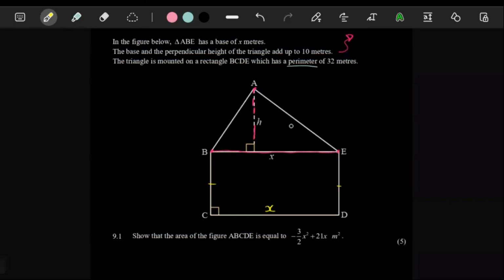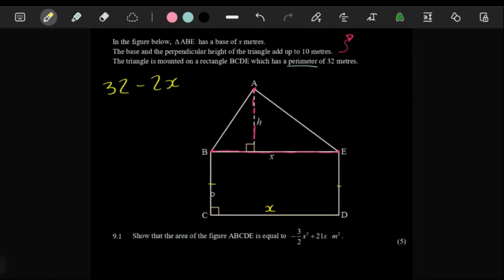We can do that because firstly, what we know is 32 meters, right? That's everything together. So if you take 32 and you minus X and you minus X again, whatever you have left is what BC and ED is. Or rather, you can just put it this way, 32 minus 2X, right? If you take 32 and you remove 2X, what you're left with is these two put together, you see.